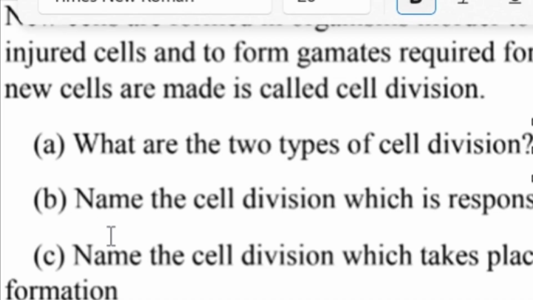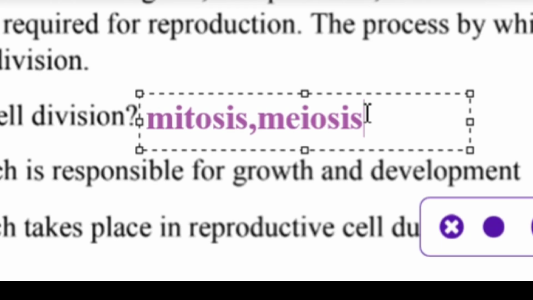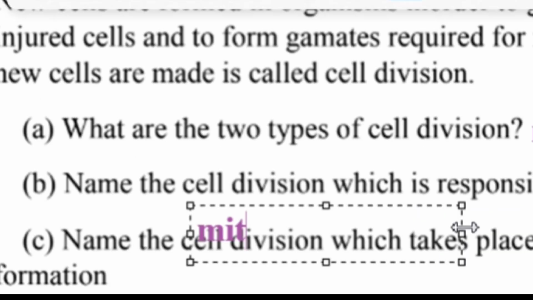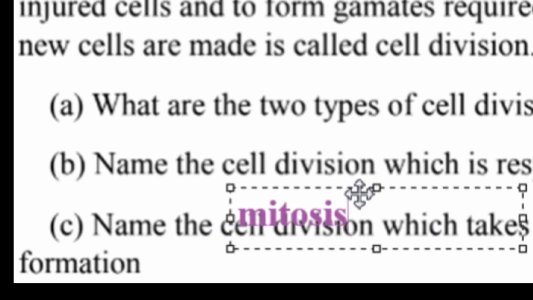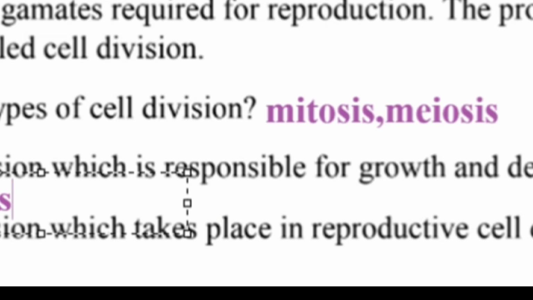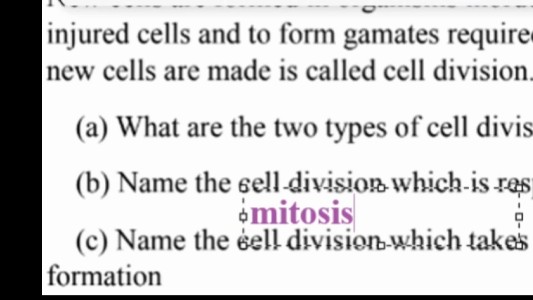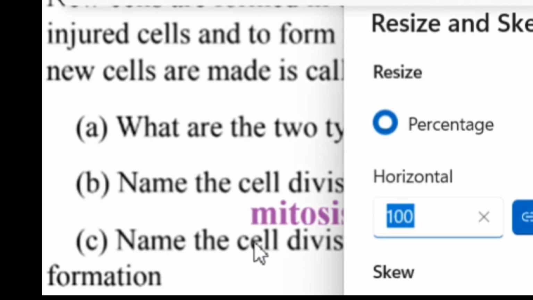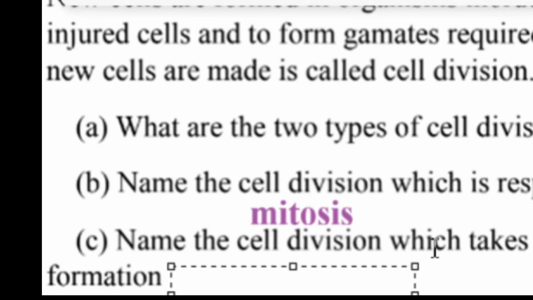Now the B part of the question, name the cell division which is responsible for growth and development. So growth and development means the answer will be mitosis. C part of question, name the cell division which takes place in reproductive cell during gamete formation. So during gamete formation, it will be the other cell division, that is meiosis.